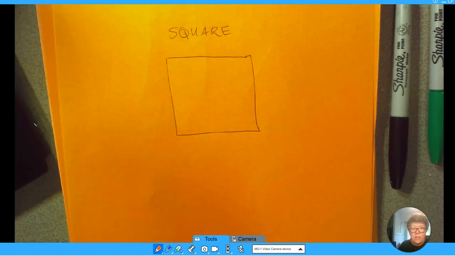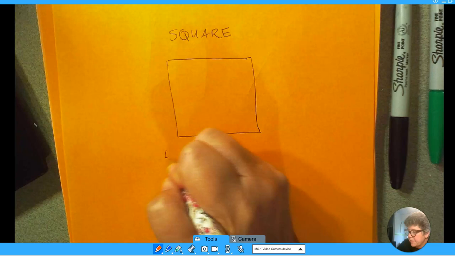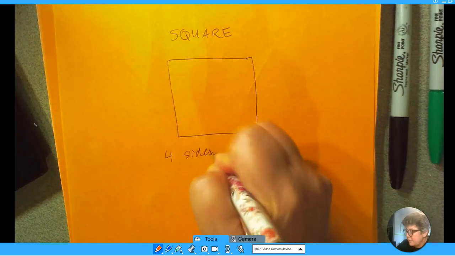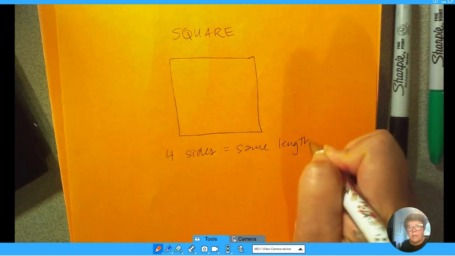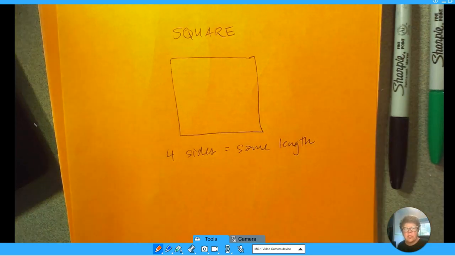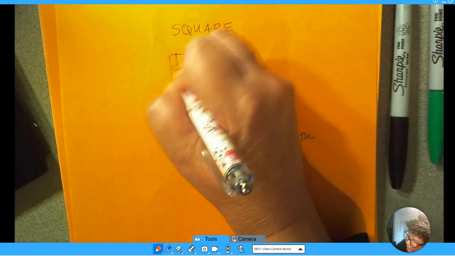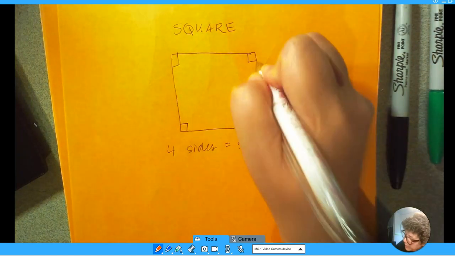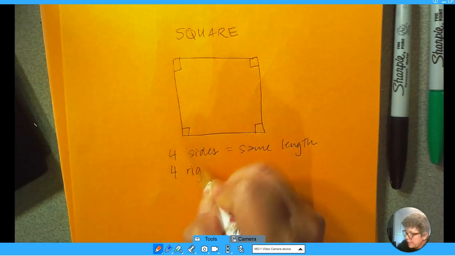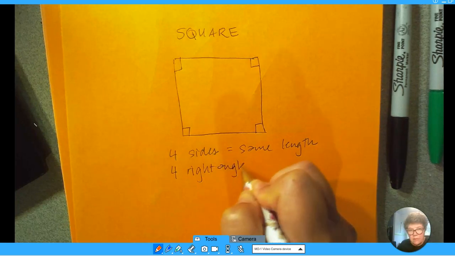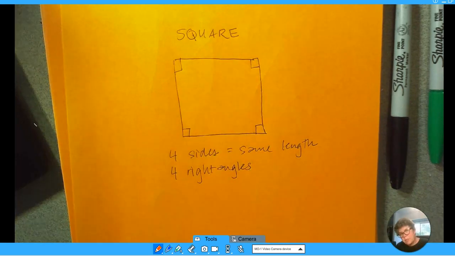Do you notice that it has 4 sides that are the same length? That's why I didn't have to draw it perfectly, didn't get out my ruler and measure it, just tried to make my 4 sides the same length. Do you also notice that it has 4 right angles? Those little boxes are our right angle indicators, and it has 4 right angles. Yes, very good.